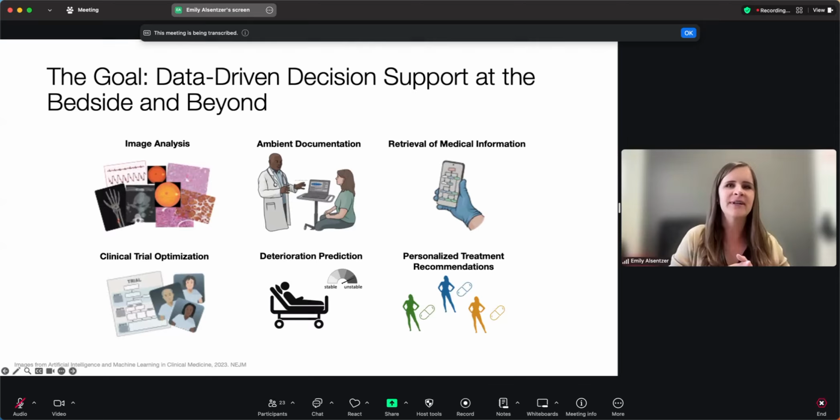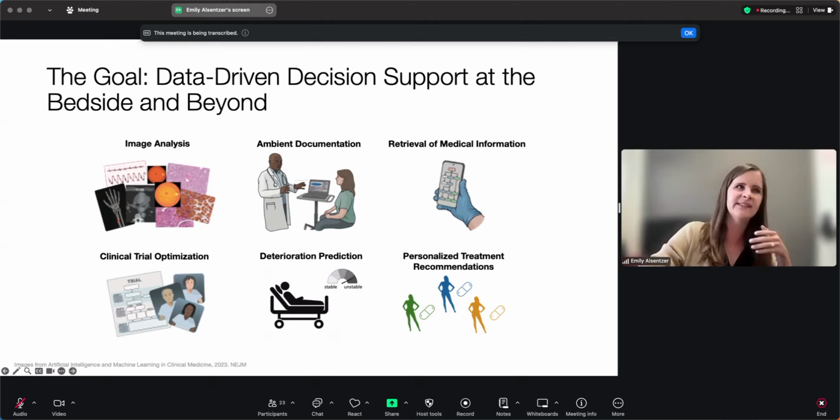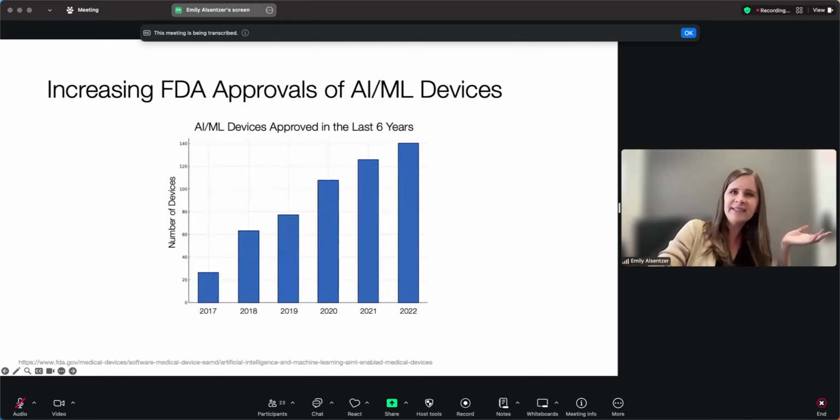Data-driven decision support at the bedside has been a long-standing goal in the medical community. Can we develop tools to provide the right information at the right place at the right time? And if you're in this room, you already know that there are many exciting opportunities for developing algorithms that can leverage healthcare data to interpret medical images, identify patients for clinical trials, provide personalized treatment recommendations, just to name a few. And we as a community have seen increasing progress towards this goal.